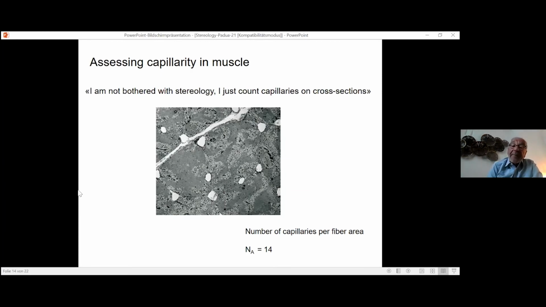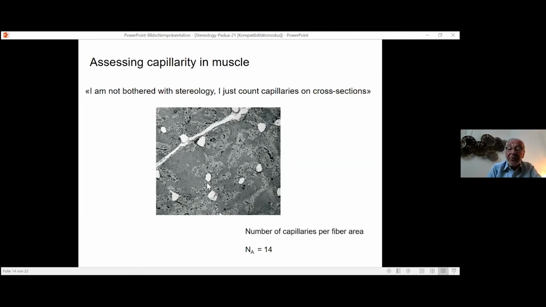Well, assessing capillarity in muscle, something I hear a lot of times is, "I'm not bothered with stereology, I just count capillaries on cross-section." Fantastic. If you go here and count the number of capillaries, you get 14, because this one is a capillary, here, here. So there's a total of 14 capillaries.